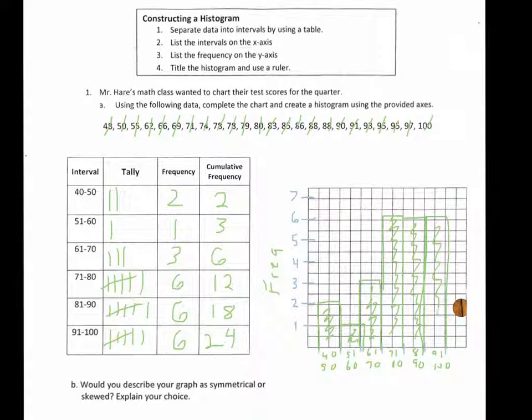Now if we go down to the question down here, it says, would you describe your graph as symmetrical or skewed? Explain your choice. If we go back to what we were talking about before, this is slightly skewed. It's slightly skewed because there's a lot of data over here, but then we go down and there's somewhat of a lack of data on this side of our histogram.